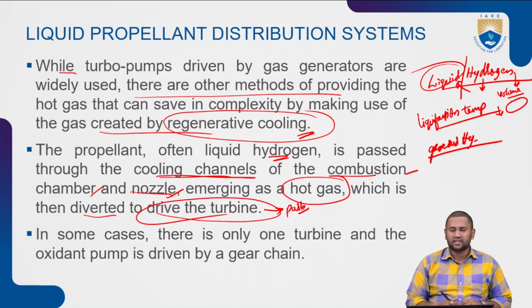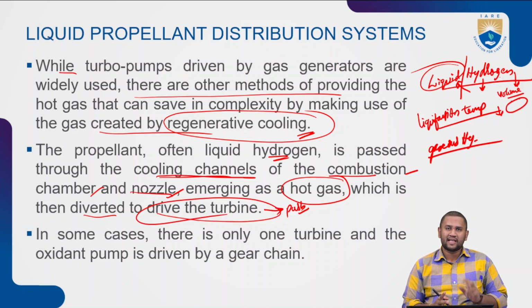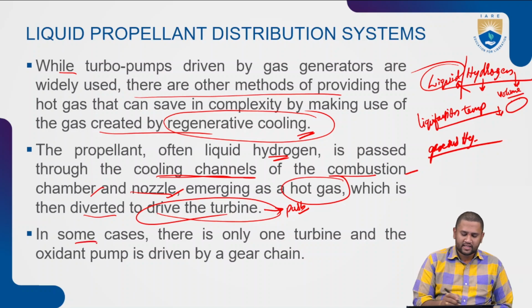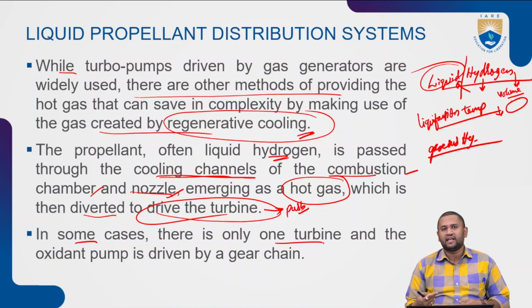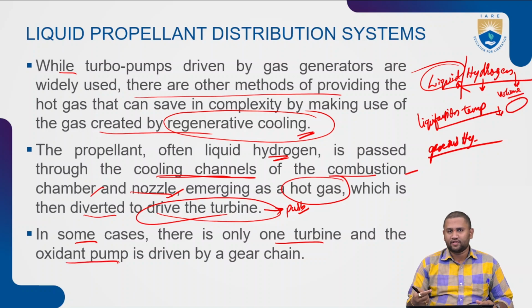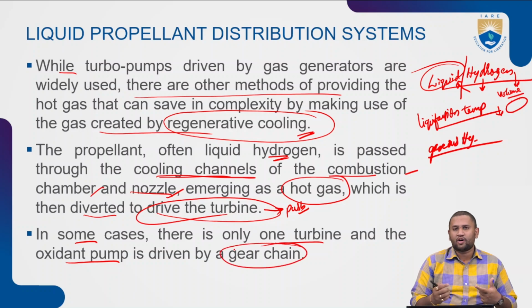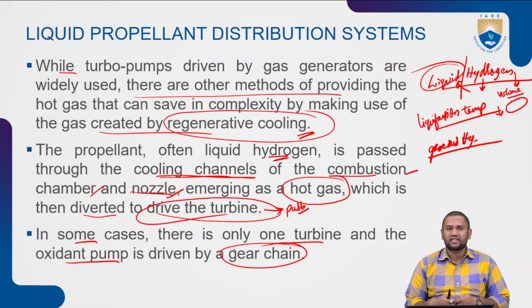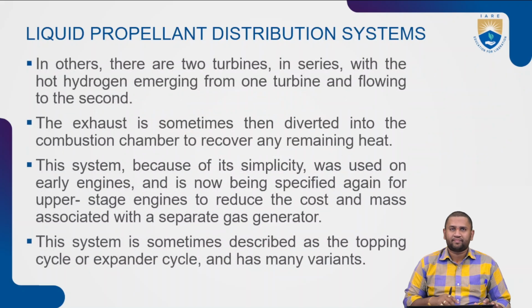Now there are two cases. One, we can use the same gas to drive two separate turbines, one for fuel and one for oxidizer, particularly liquid hydrogen and liquid oxygen, to run separately. Or in some cases only a single turbine can be used, and for the fuel as well as the oxidizer pump we'll be using a small gear chain connection between the turbine and the oxygen pump.